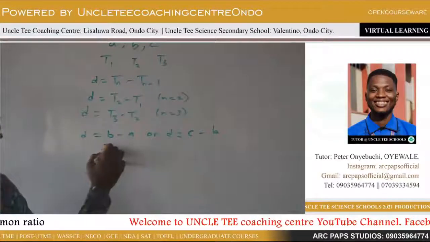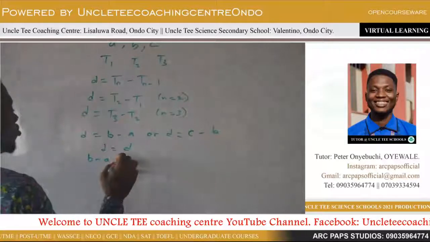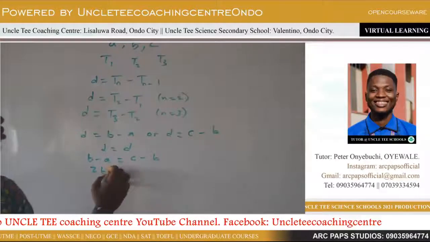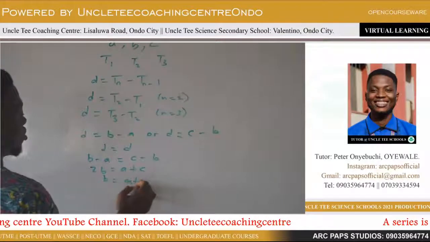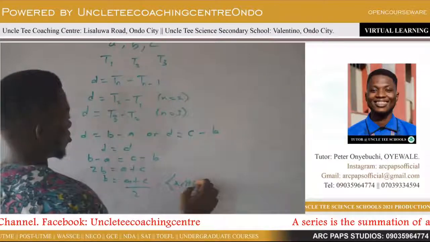Now, since D is equal to B minus A and that same D is equal to C minus B, it means that B minus A is the same thing as C minus B. If you make B the subject of the formula, you get 2B is equal to A plus C. Our B will give us A plus C over 2. This is the expression for arithmetic mean.